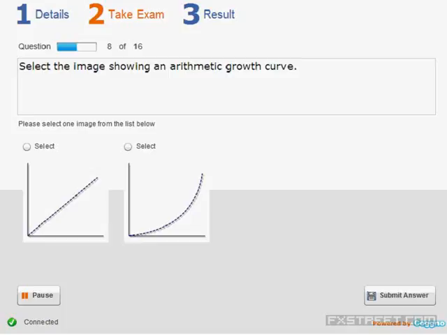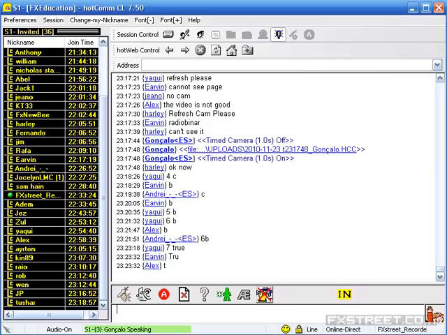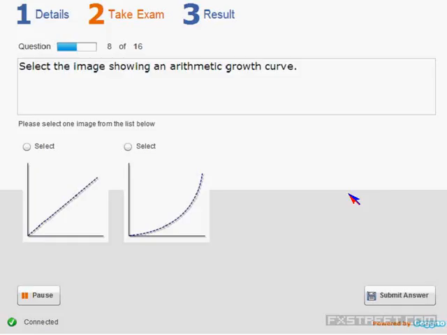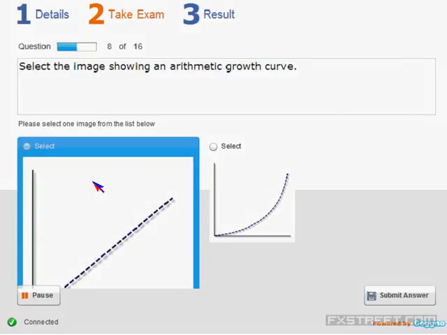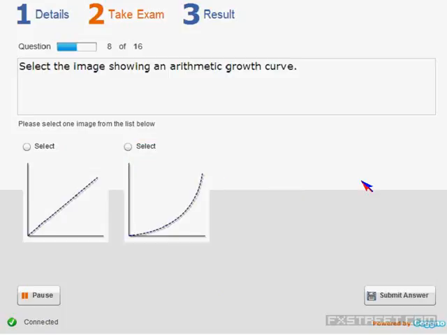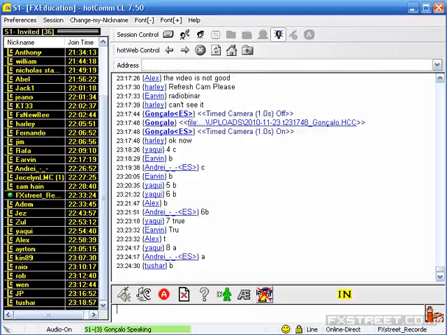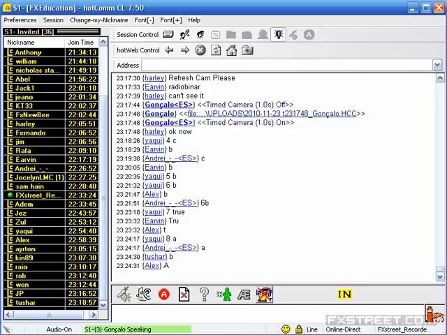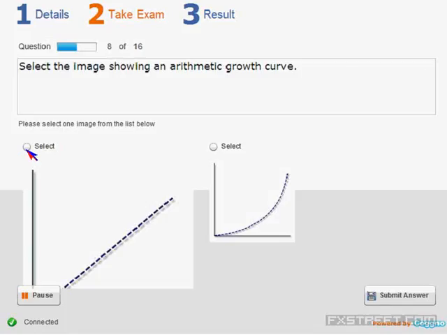And the next question asks, select the image showing an arithmetic growth curve. Which one? Let's say this is A and this is B on the right side. Which one shows an arithmetic growth curve? A. Andre, Yaki says A, Alex as well. Tushar votes for B. We have a majority answering A. So we click on the A and submit the answer.